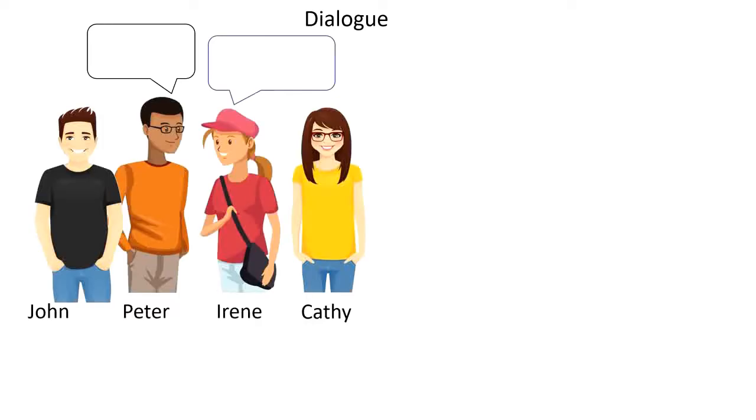Let us now listen to the dialogue between Irene and Peter using words he, she, this and that. On the screen there are persons, some are near and some are far.